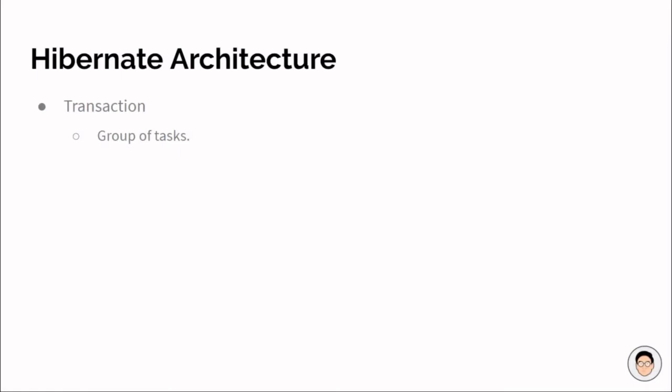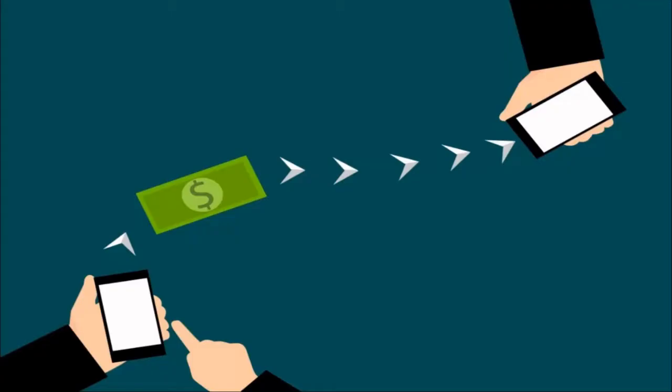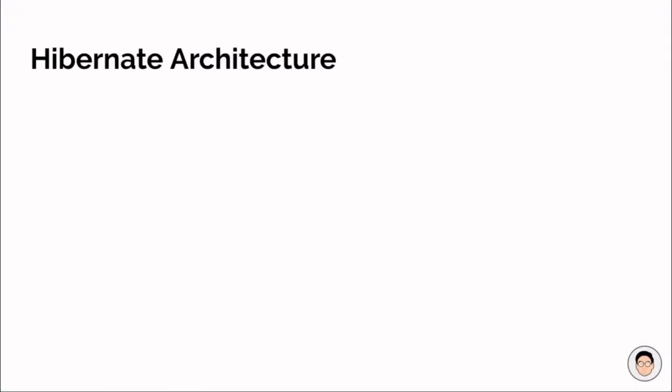Next is transaction. A transaction is a group of tasks. One classic example of a transaction is a bank money transfer. This transaction includes a couple of tasks. First is debit from the source account, and the second one is credit in the destination account.